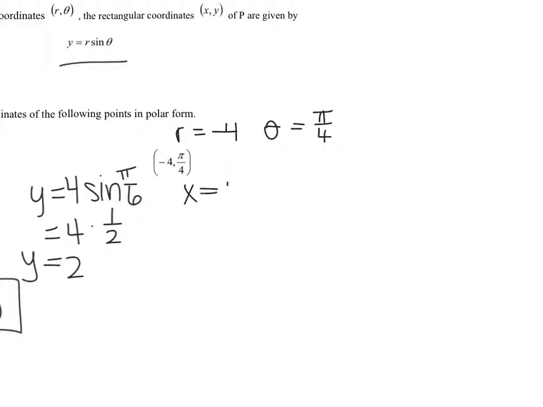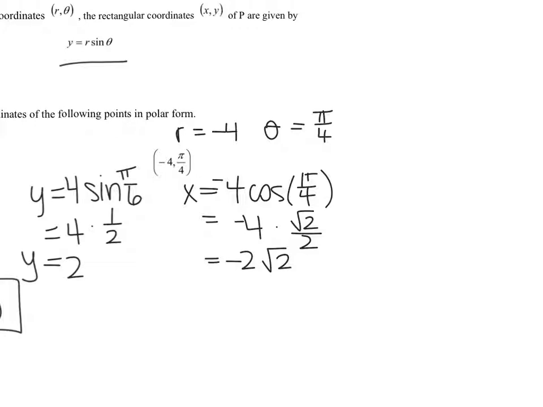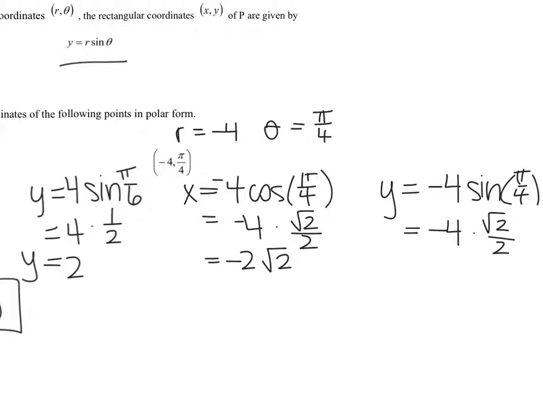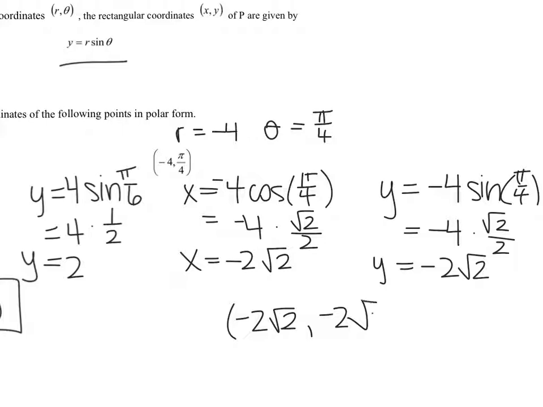So x is going to be -4 times cosine of pi over 4, which becomes -4 times radical 2 over 2. And again, I'm going to do the division first. So we end up with -2 radical 2. Y is going to equal -4 sine of pi over 4, which becomes -4 times radical 2 over 2, and we get that y equals -2 radical 2. And it does make sense that x and y are the same because when I evaluate sine and cosine at pi over 4, they are the same as well. So we end up with -2 radical 2, comma -2 radical 2.